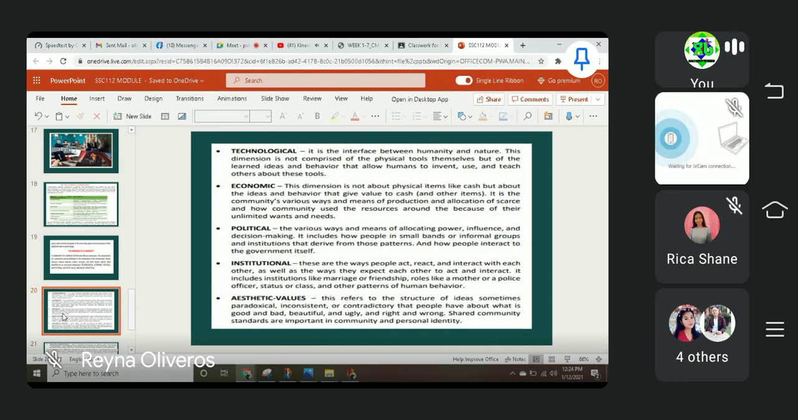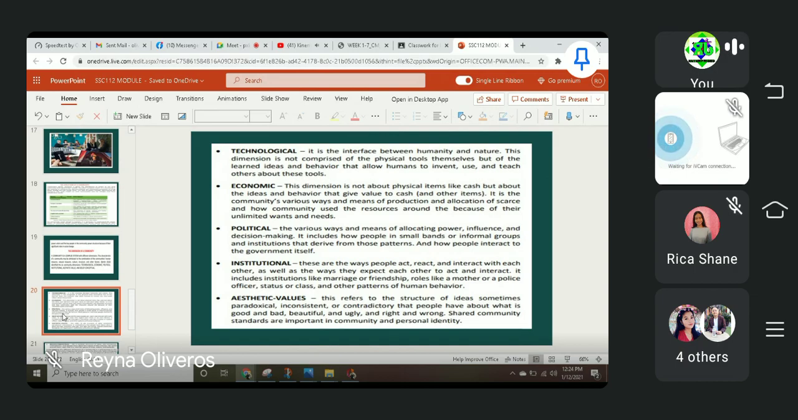Yung mga nakatira doon sa komunidad na yun, nagtatanim ba sila? 'Di ba? Or nagtatrabaho lang, 'di ba? Pumapasok sa mga kumpanya. May negosyo ba silang sarili? Yun yung tinitingnan yung ekonomiya ng isang community. Next is the political. Okay?